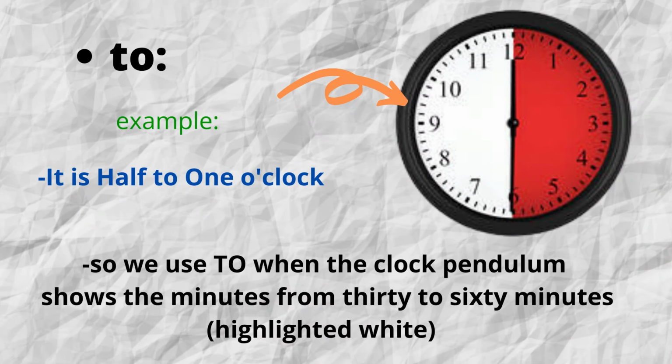We use to with minutes from 30 to 60. The section highlighted white, as shown in the video. The short arrow points to 12 o'clock. That's the hours. The long arrow points to 6. However, the long arrow shows the minutes, not the hours. So here 6 means 30 minutes. Therefore, it is half to 1 o'clock, as shown in the example.